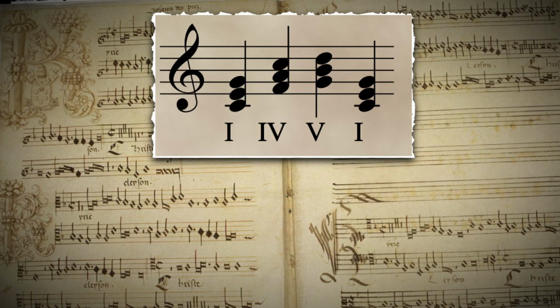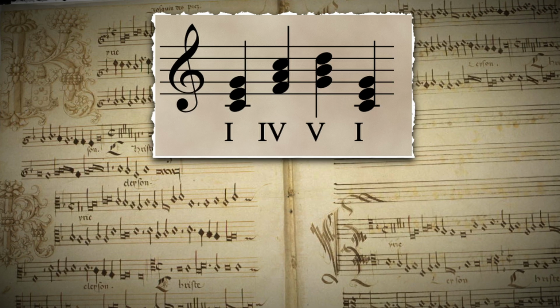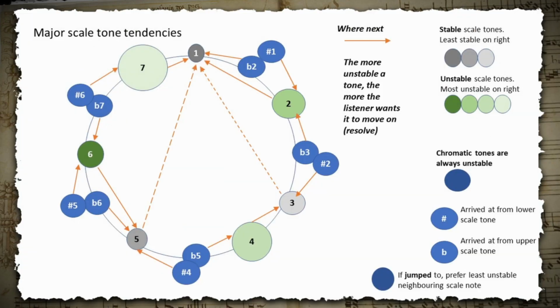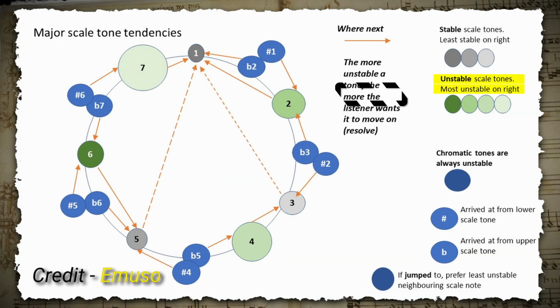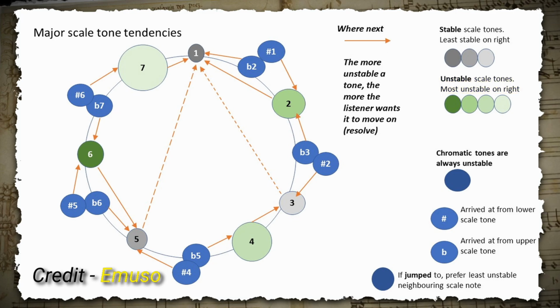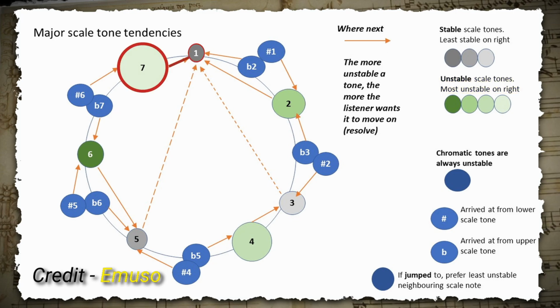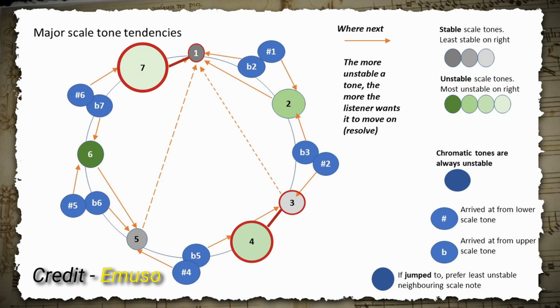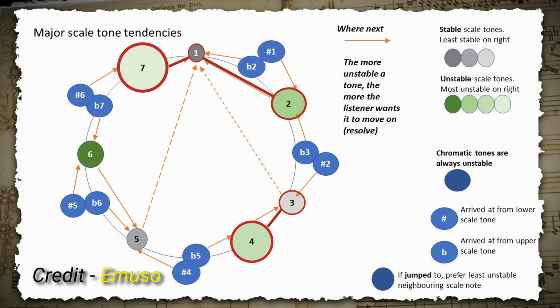Well, why exactly does that dominant chord, the 5 chord, make us feel tense? It's because of tendency tones, which are certain scale degrees that want to resolve to others. The most common being scale degree 7 wanting to go to 1, scale degree 4 wanting to go to 3, and scale degree 2 wanting to go to 1 as well.